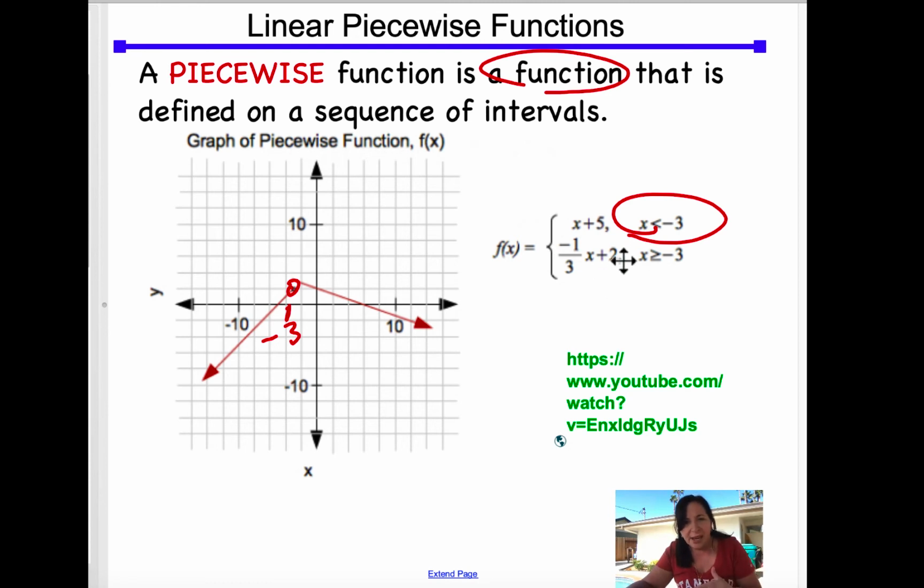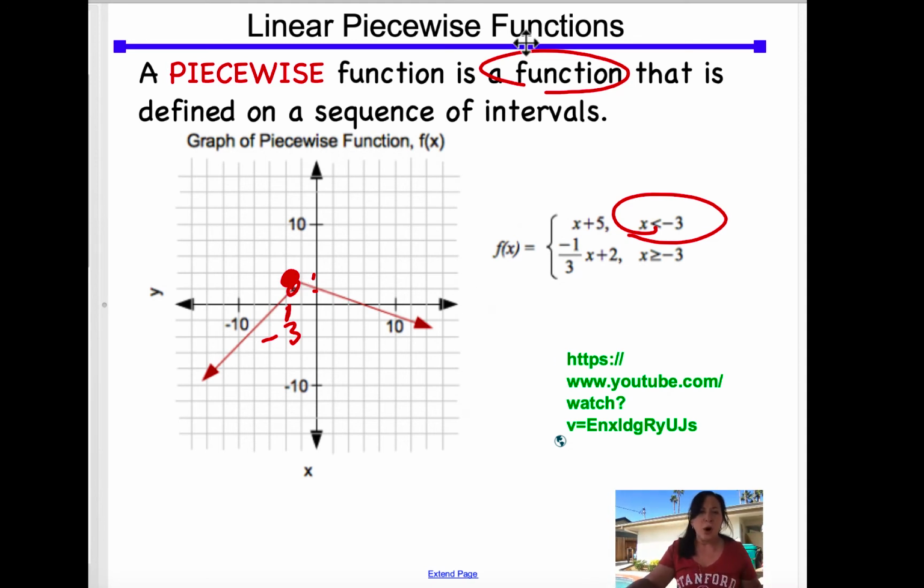Now, the second equation says, hey, I'm going to start at 2. I'm going to go down 1 over 3, down 1 over 3, etc. So if that was my equation, then this is saying x has to be greater than or equal to negative 3. Because it's equal to, it would be solid, and it would go to the right.